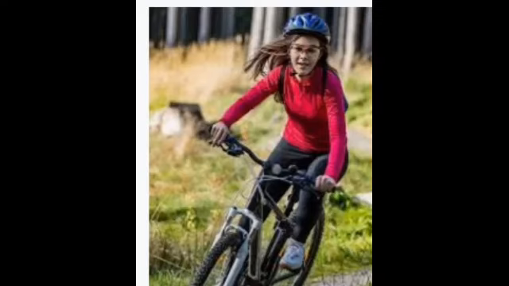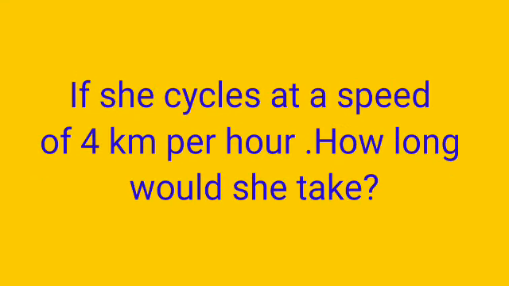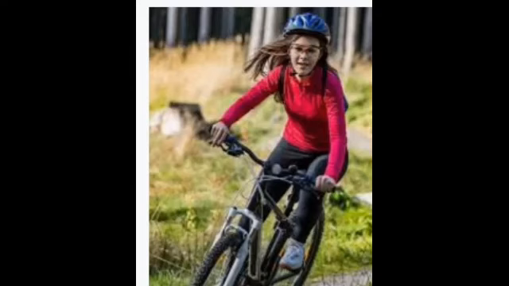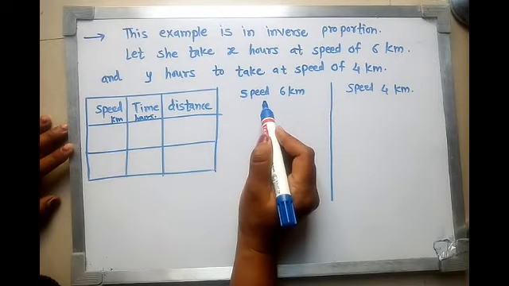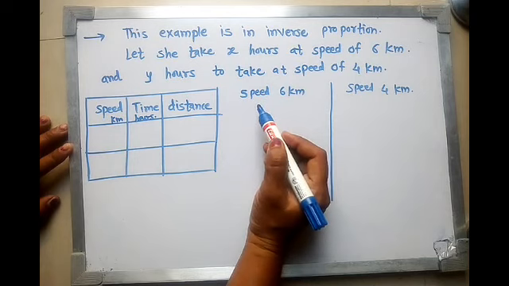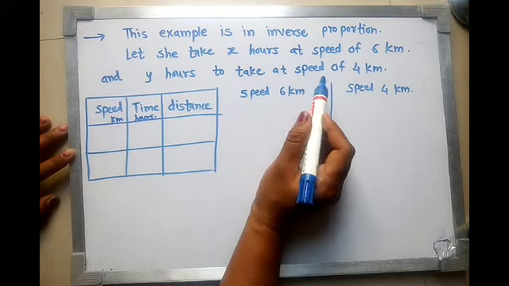The next example is Mary going to her auntie's house by cycle. Mary cycles at 6 km per hour. How long will she take to reach her auntie's house, which is 12 km away? If she cycles at a speed of 4 km per hour, how long should she take? This example is in inverse proportion. Let her take X hours at a speed of 6 km and Y hours at a speed of 4 km. Here I make a chart.